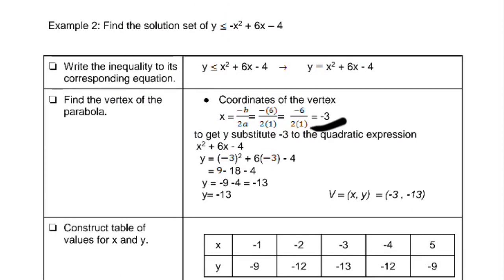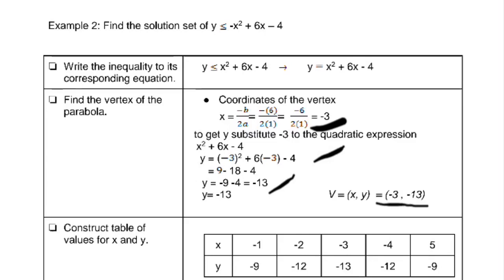And solving for y, you are going to substitute the value x equals negative 3. So we are going to have y equals negative 3 squared plus 6 times negative 3 minus 4. Then negative 3 squared is 9, minus 18 from 6 times negative 3, minus 4. 9 minus 18 is negative 9, minus 4 is negative 13. So y equals negative 13. So our vertex here, x is negative 3, y is negative 13. So the vertex is the point negative 3, negative 13.